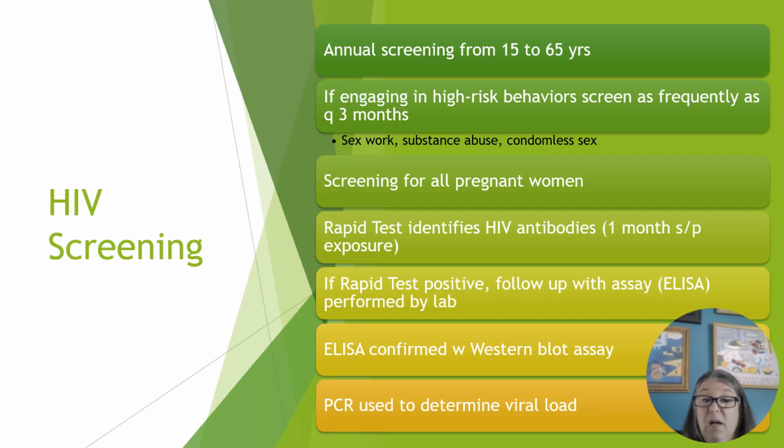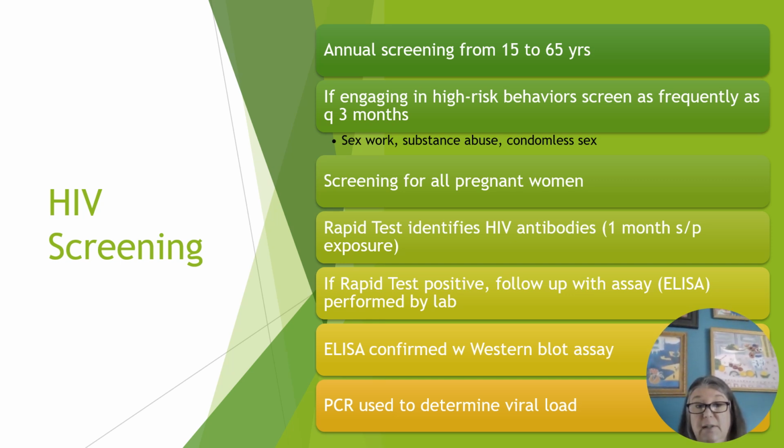This talks about when to screen, right? The U.S. Preventive Services Task Force recommends annual screening for HIV infection in adolescents and adults ages 15 to 65. Younger adults or older adults who are potentially at increased risk should also screen. Frequency of screening is usually annually, but could be more frequent if the person engages in risky behaviors, like sex work, substance abuse, or condomless sex.